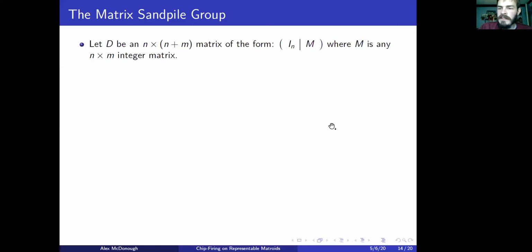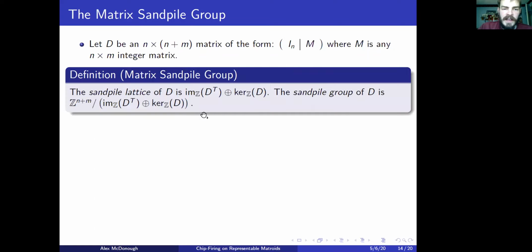So we can do this in more generality. In general, we start with the identity, and then we have some n by m integer matrix. And then we are going to say that the sandpile lattice of D is going to be the image of D transpose plus the kernel of D, and the sandpile group is going to be Z to the n plus m divided by this. We can think of this as putting chips on all of the columns, essentially.